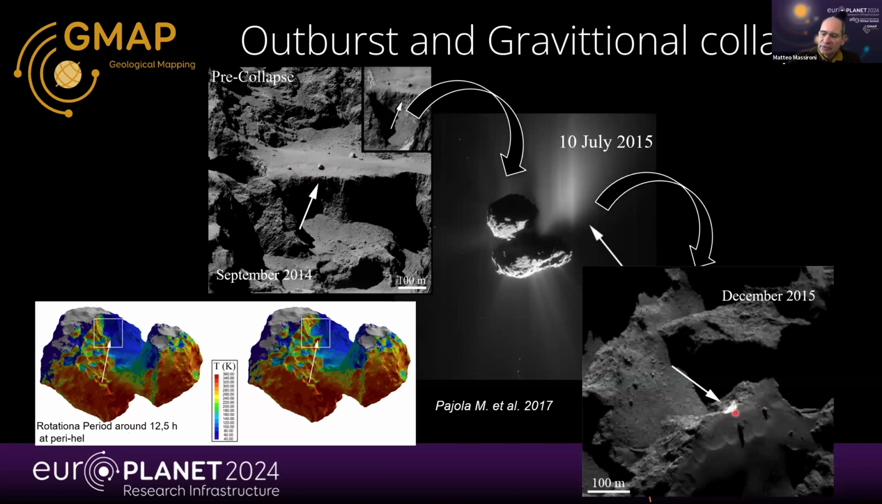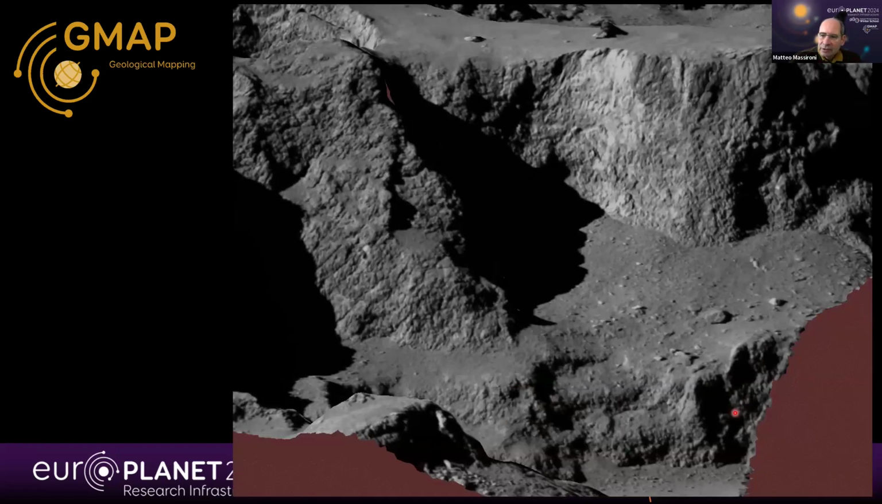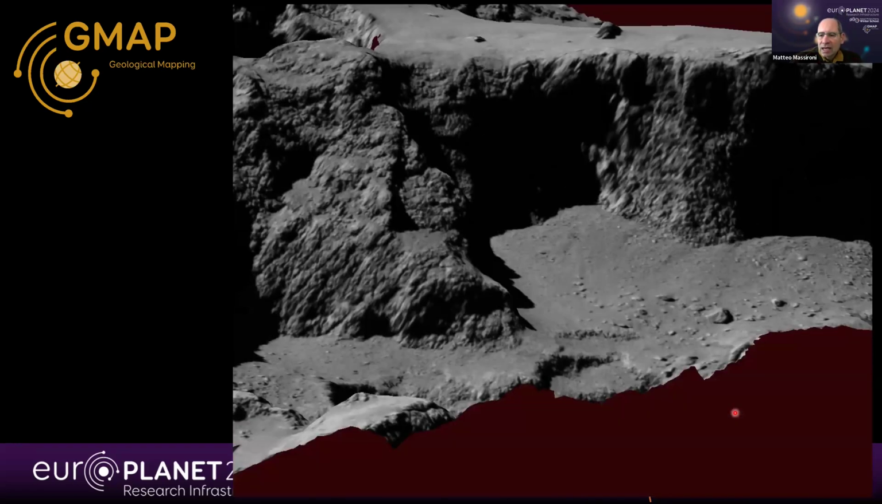exposing sublimating material. The bright material is ice. And this creates the outbursts. And here you see actually the effect of a landslide, if you will, a rockfall on the comet. And you have to consider that this cliff is around 100 meters of elevation.